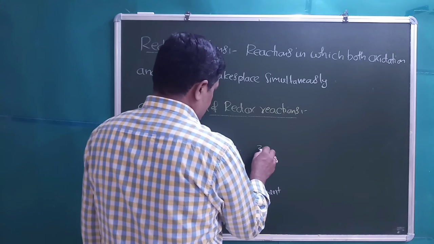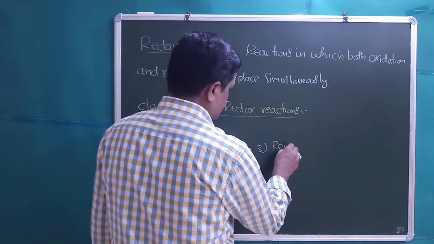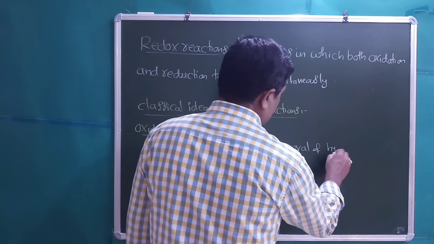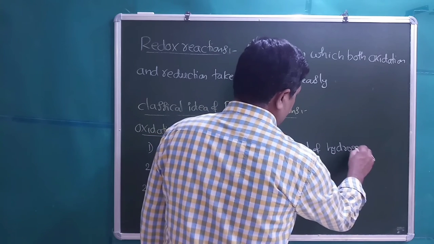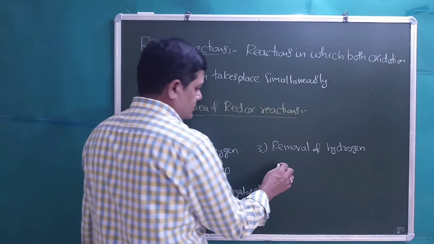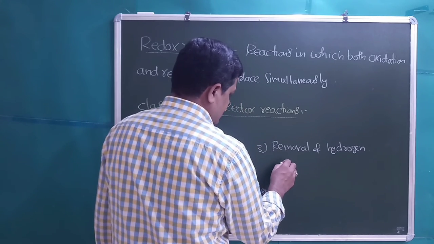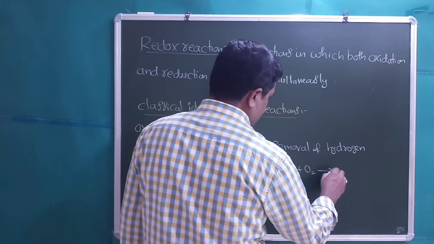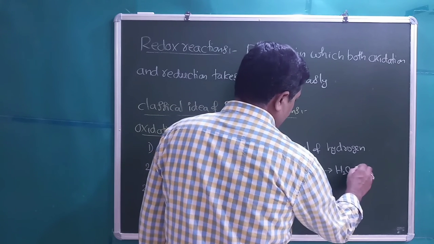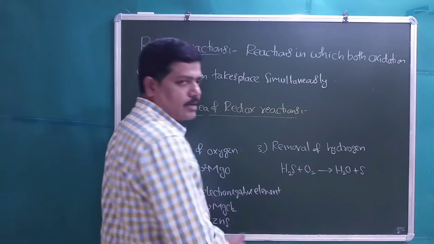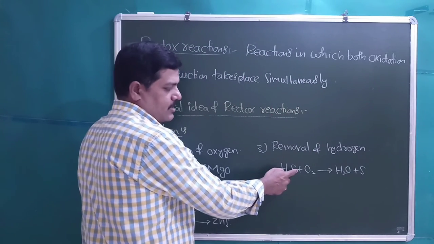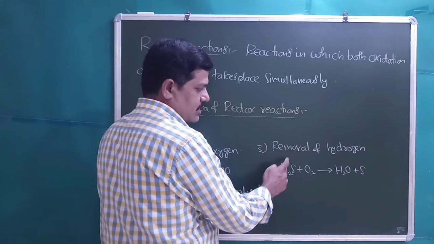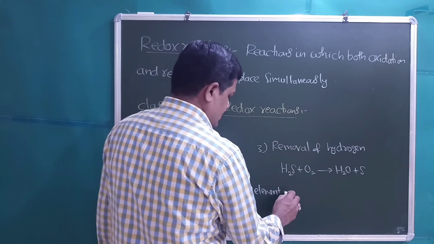And removal of hydrogen. Let us take this reaction. H2S plus O2 gives rise to H2O plus S. Removal of hydrogen from the sulfur in the H2S by using oxygen. Removal of hydrogen is called oxidation.